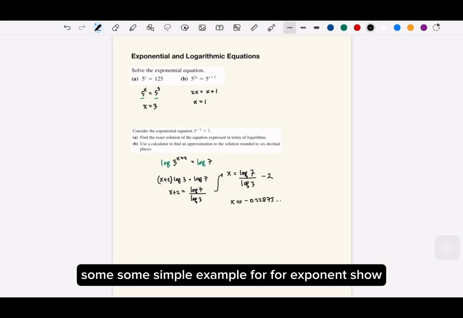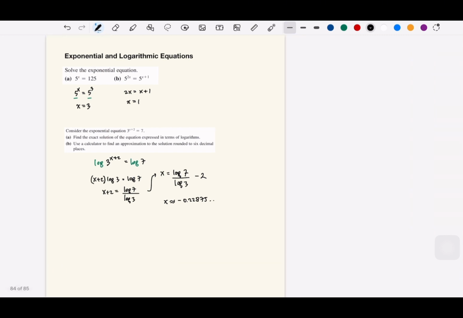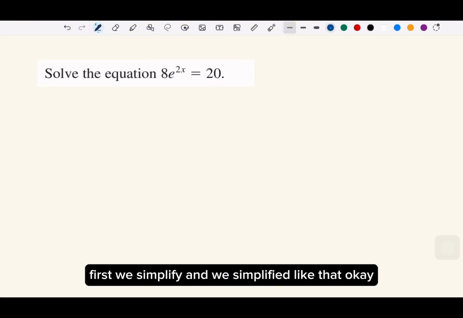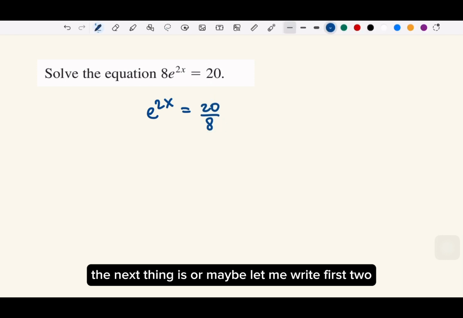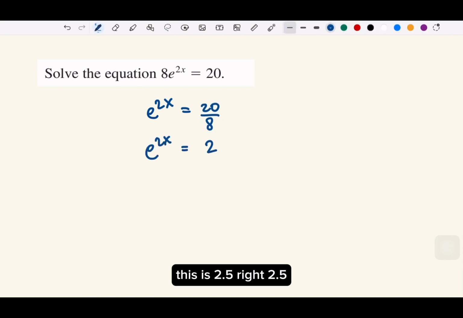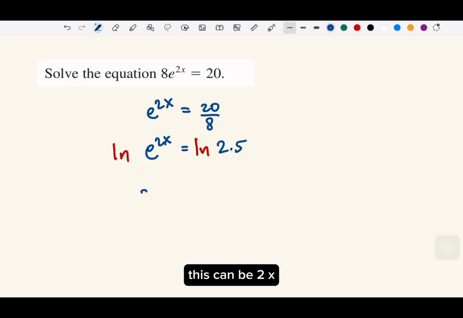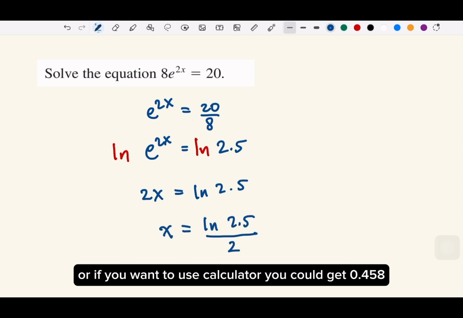Okay, that's some simple examples for exponentials that we might have in maybe more future work. Another thing, still in the exponential, if we have e like this, what should we do first? First we simplify it like that. And then, let me write first, this is 2.5, right? And next we can take the ln. This can be 2x, and this will be ln 2.5, or x is ln 2.5 divided by 2, or if you want to use a calculator, we could get 0.458.